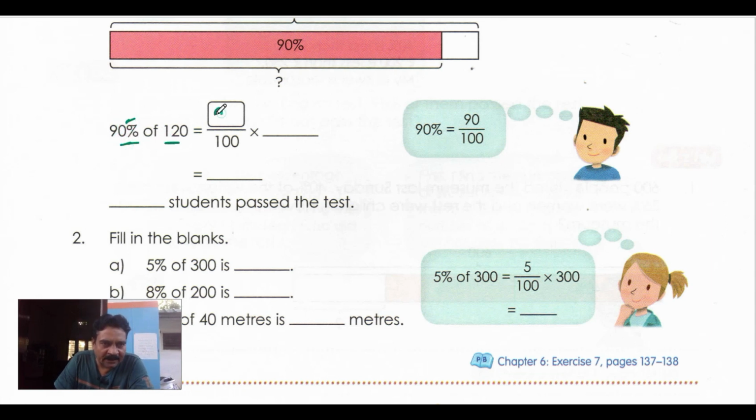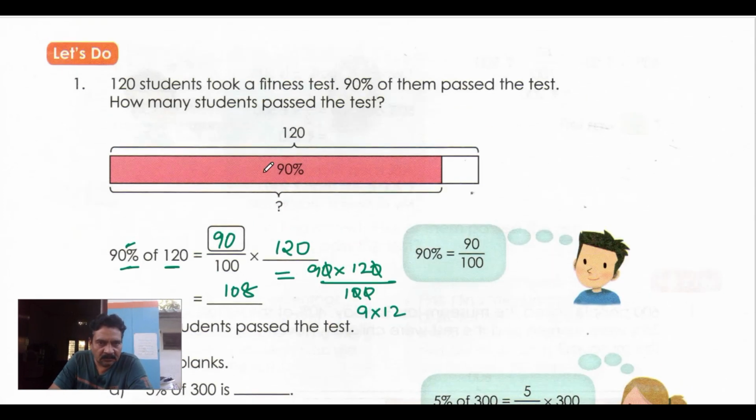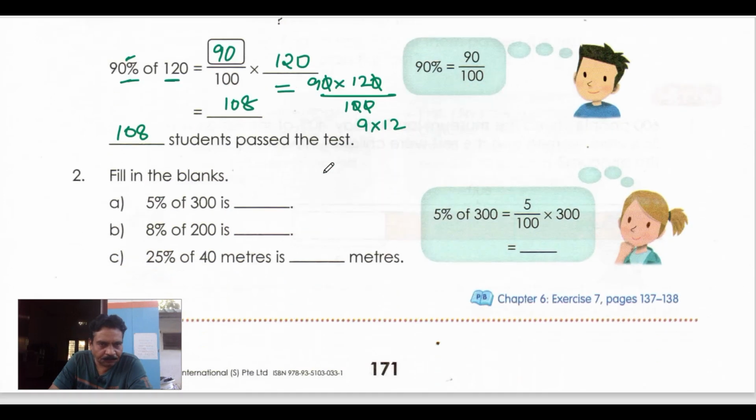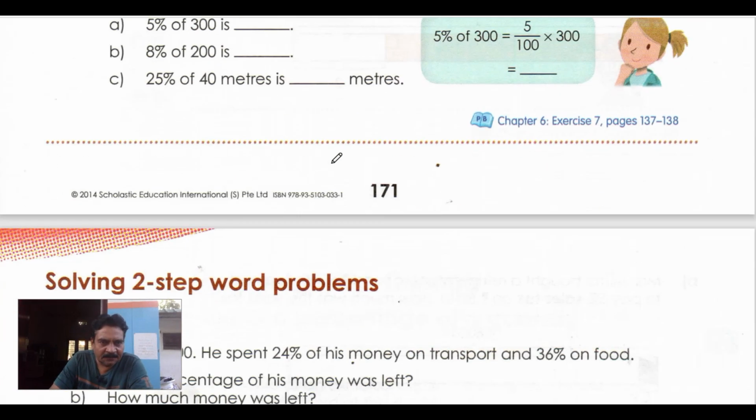90% means 90 by 100 into 120. So next step you have to write down 90 into 120 by 100. See, this 0 gets cancelled, this 0 gets cancelled. So 9 into 12, 12 nines are 108. So 108 students passed the fitness test.